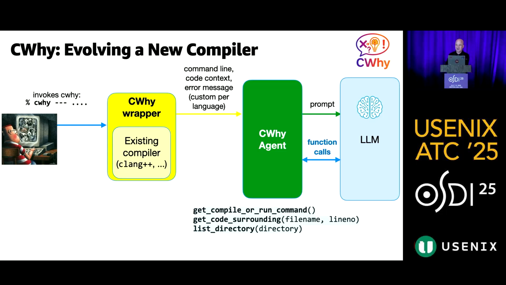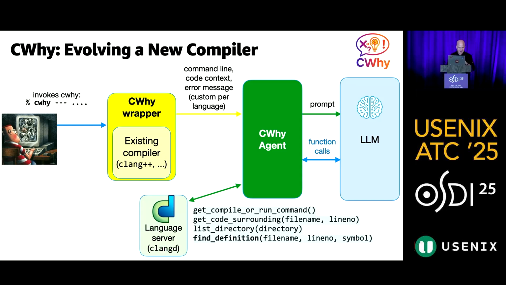We send it to the LLM, and like the previous systems, we turn the LLM into basically an agent, right? It can run something on our behalf. So we have these functions, like what was the command line used to compile or run this code? Give me some code surrounding it, list a directory so we can actually navigate a directory and find the source code. The LLM can do this code discovery on its own. Like ChatDBG, we integrate a language server as well so we can find definitions.